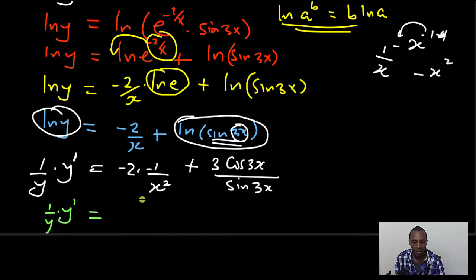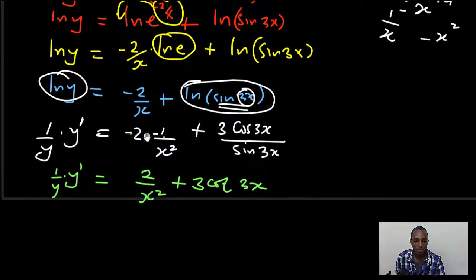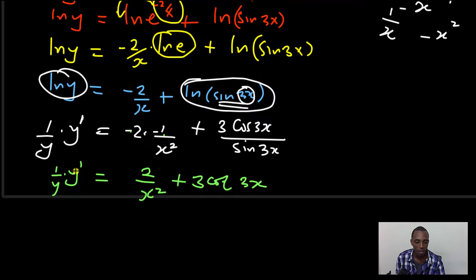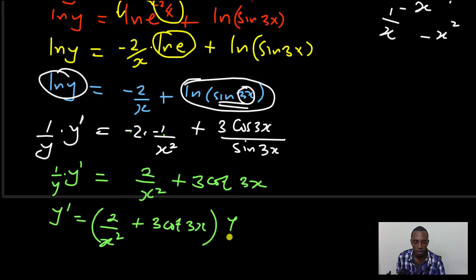Let me just simplify this a little further. So this is negative, no, that's a negative times a negative, which is positive 2 divided by x squared, plus 3 cosine divided by sine, that is cotangent, so we have cot of 3x. And finally, if we just bring this y from here, we'll have y prime equals 2 over x squared plus 3 cotangent of 3x, all this multiplied by y.